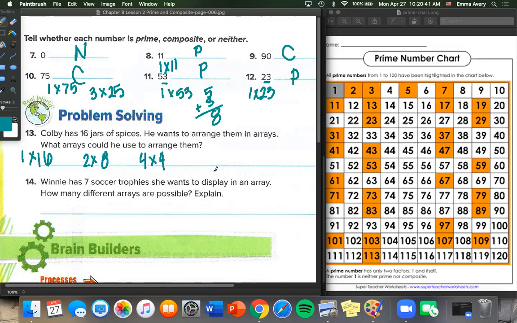Winnie has 7 soccer trophies she wants to display in an array. How many different arrays are possible? Well, we know she can do 1 times 7 because all numbers have those 2 factors. But are there any other ways? Let's look over here. 7 is prime, so there's only 1. Only 1 array is possible.